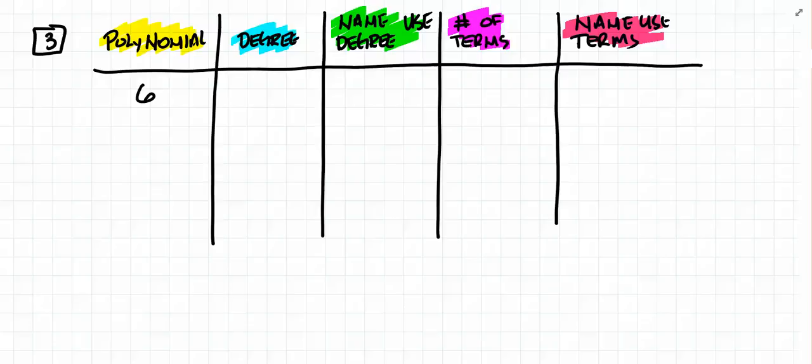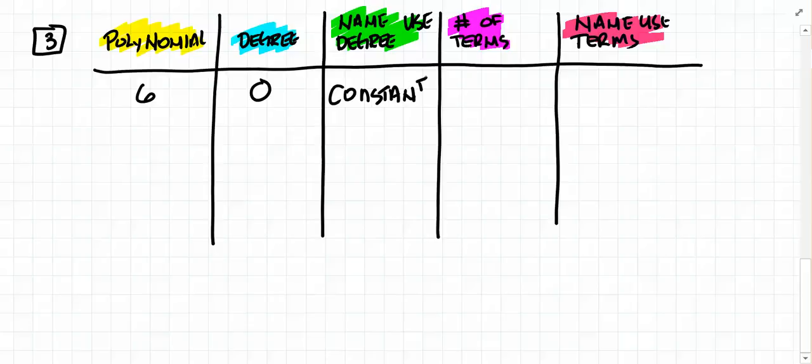The degree is 0. Very good. Okay. What would be the name that we would use for the degree? The name that we would use for this is called constant. So you can imagine, like I said, the line y equals 6. That would be a constant line, right? It's just constant. Y equals 6.